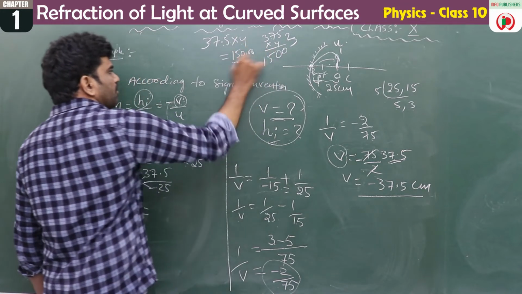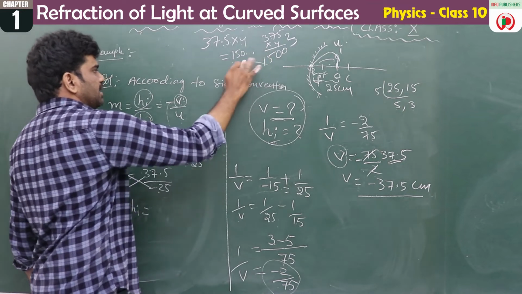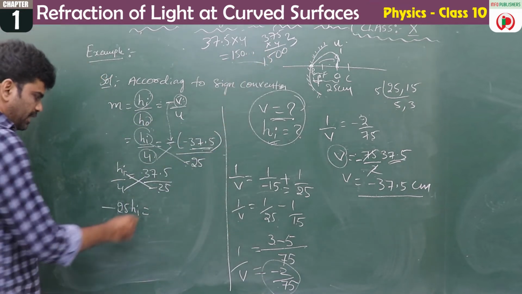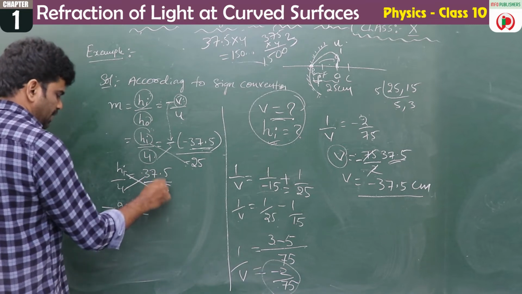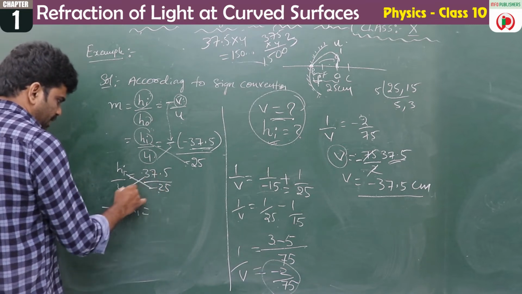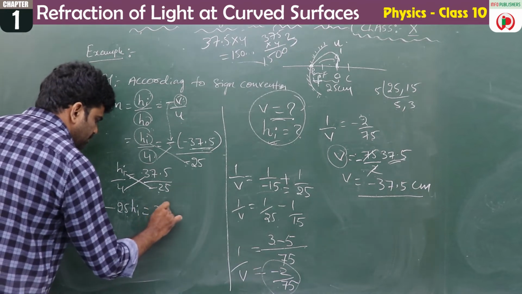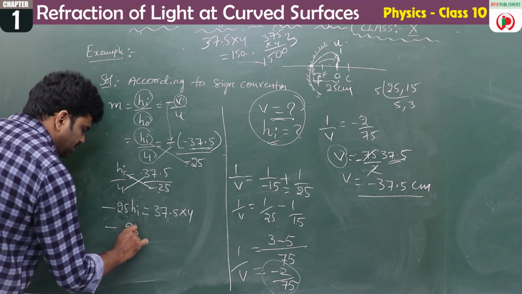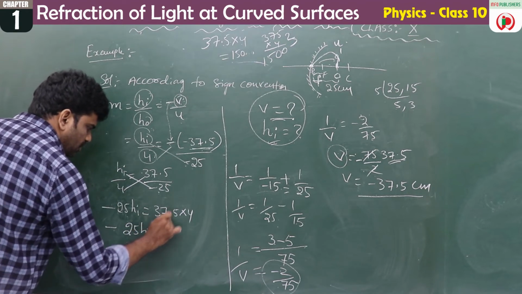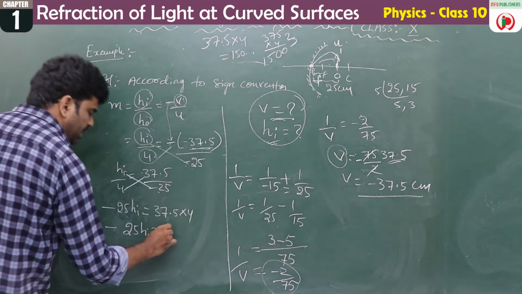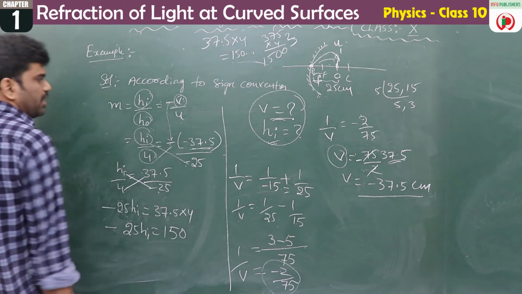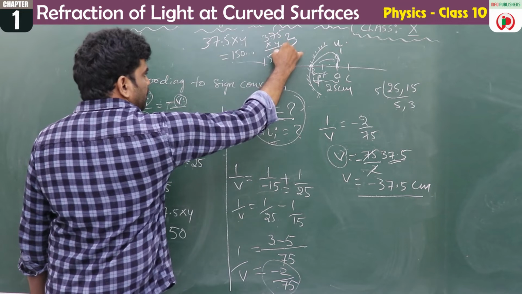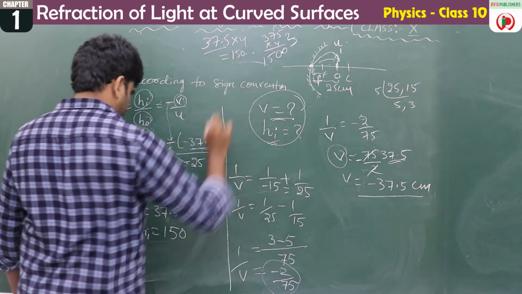Okay, what is the answer? 150. So 150 is the answer for this. So here you can write 150. So the value is 150. So minus 25 hi is equal to 4 into 37.5, and this value is 150. Here, you can keep one decimal point because a point is there.